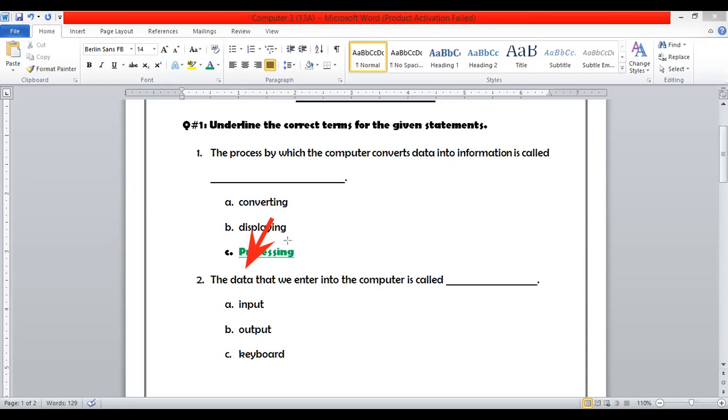How does it become output? See, it's clearly saying. Everybody is listening to me clearly. Yes. Everybody is listening to me.